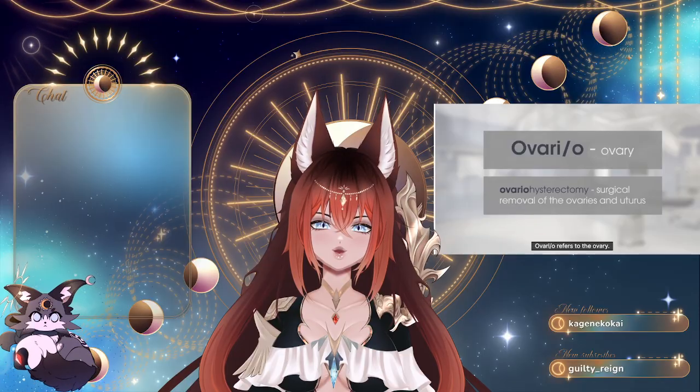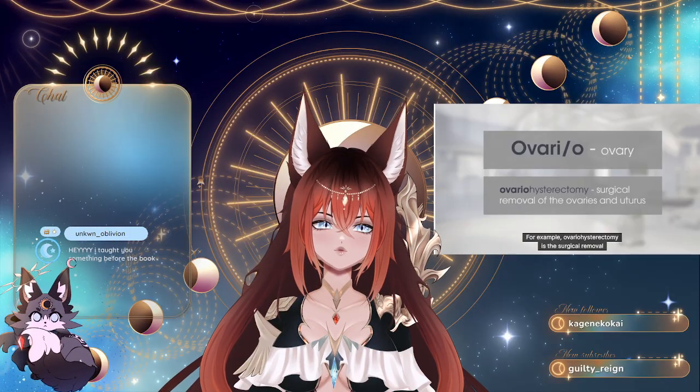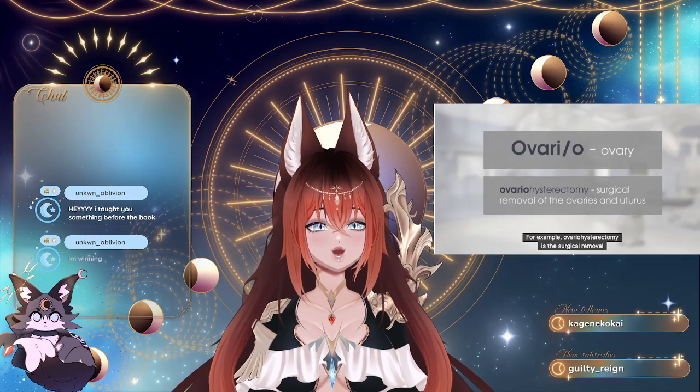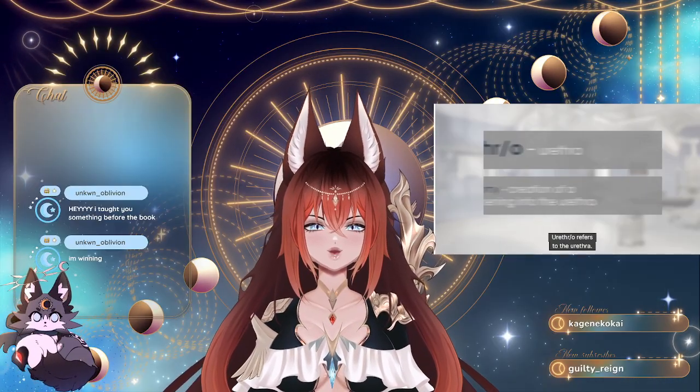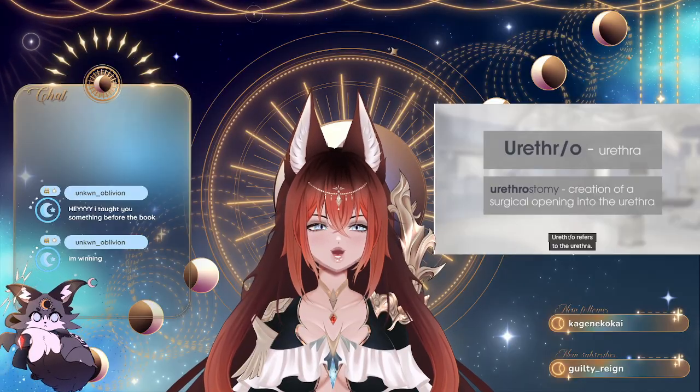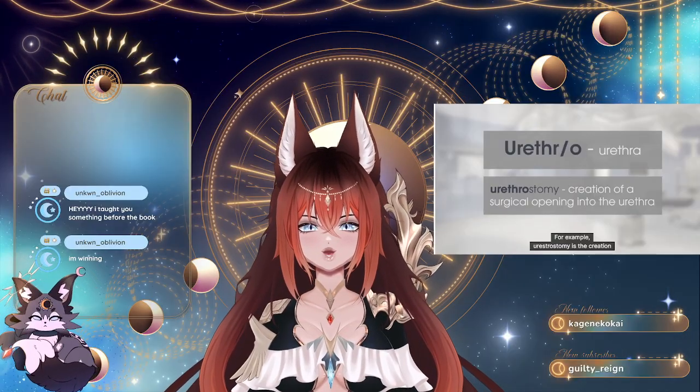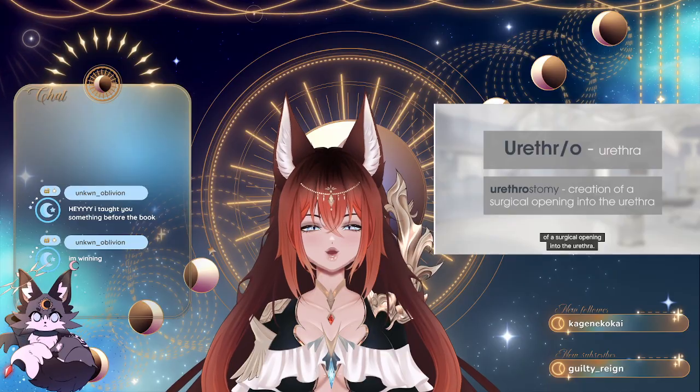Ovario refers to the ovary. For example, ovariohysterectomy is the surgical removal of the ovaries and uterus. Urethra refers to the urethra. For example, urethrostomy is the creation of a surgical opening into the urethra.